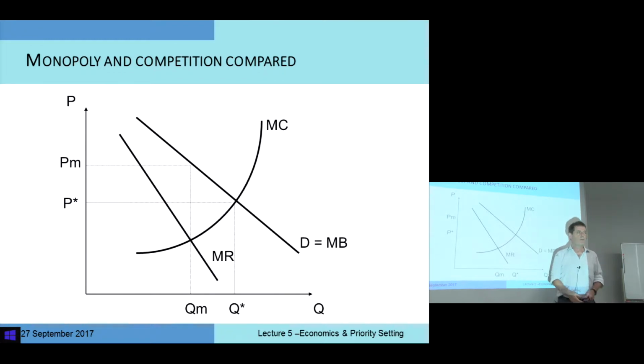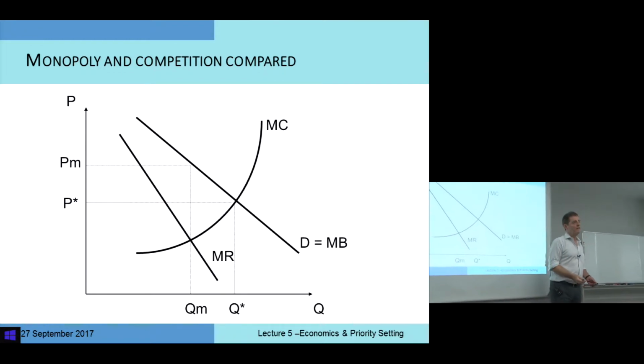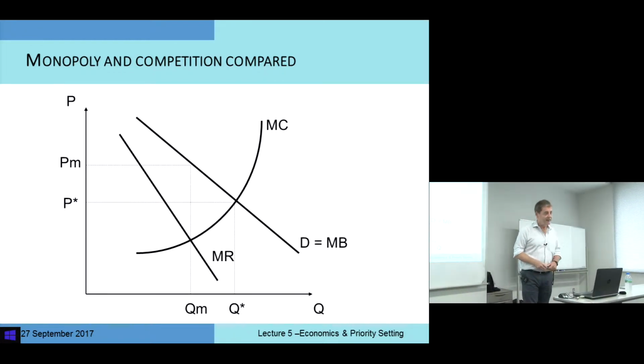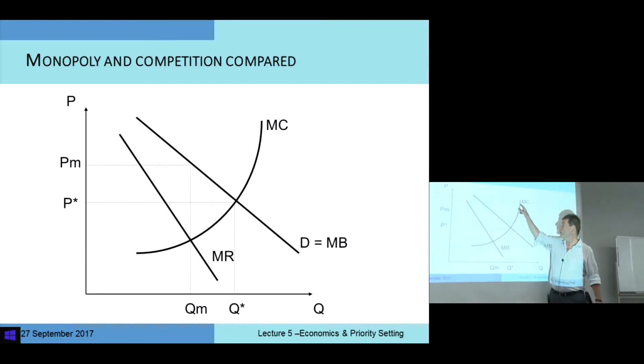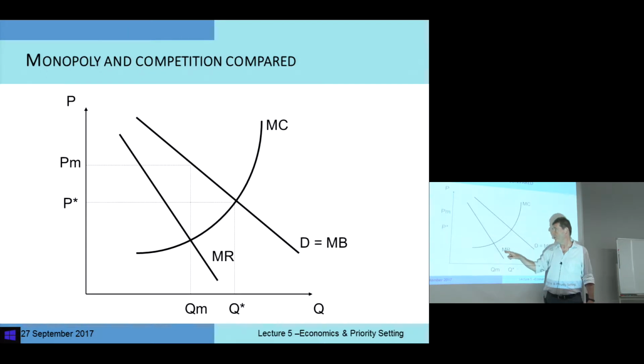And so the profit maximizing point for a monopolist is that point where the addition to costs, their marginal cost, is just equal to the addition to revenue, their marginal revenue. And at that point, QM, they maximize profits.